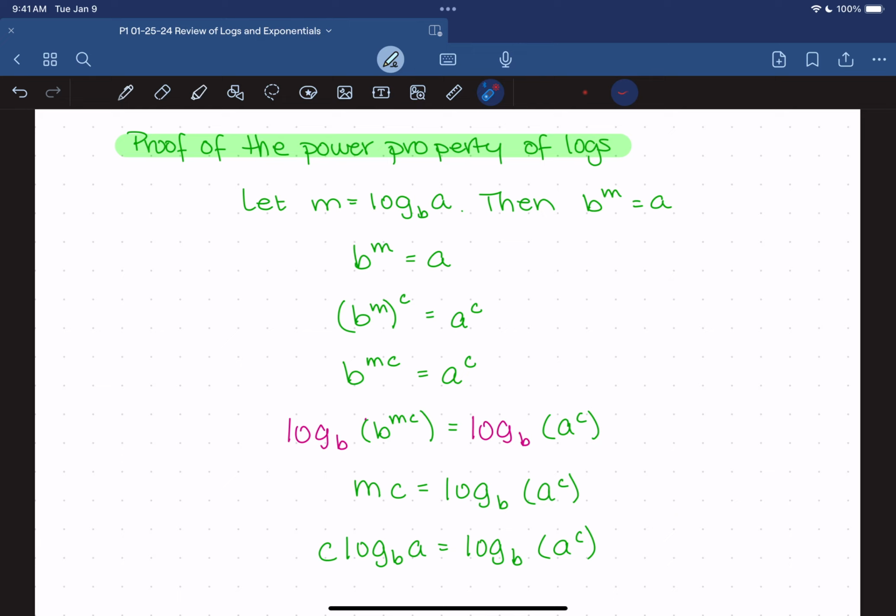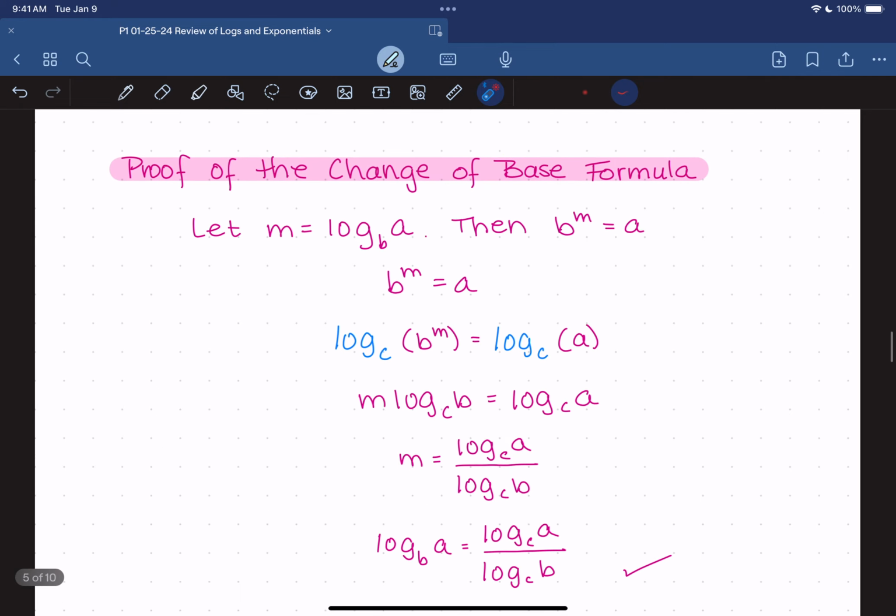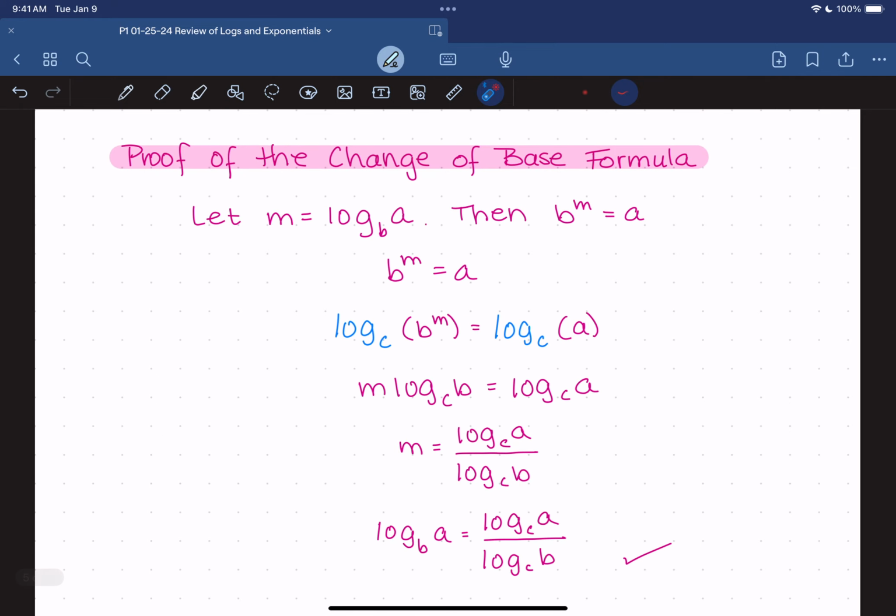So again, if you have an exponent on your argument, you can move that exponent out in front and multiply it by the log. Or similarly, if you have a coefficient in front of the log, that can move as an exponent on the argument. There's power property. And then finally, the change of base formula.